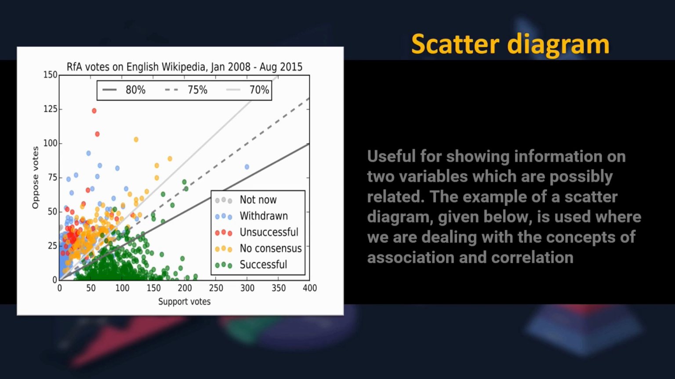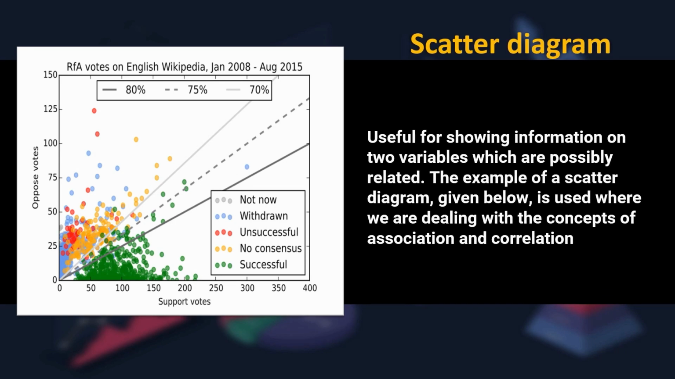The fifth one is the scatter diagram. Scatter diagrams are useful for showing information on two variables which are possibly related. The scatter diagrams are shown in the form of dots on the x and y axes. So, it shows complete information of two variables which are related to each other.